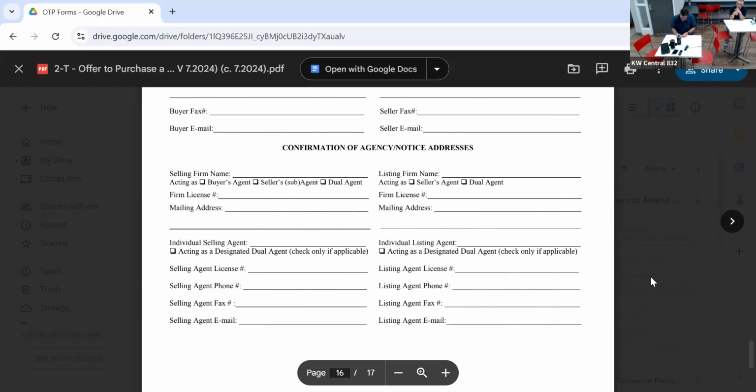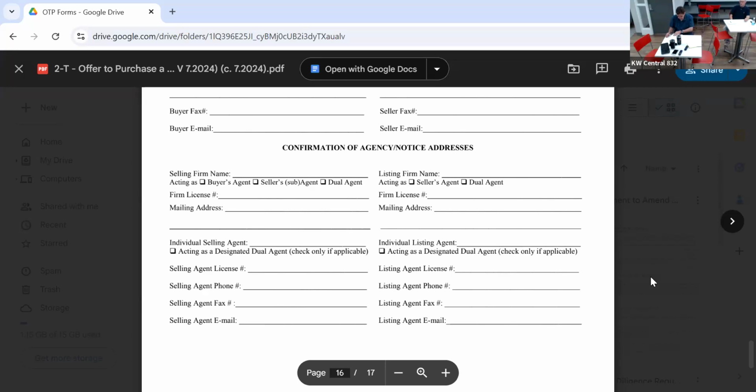Now, is that verbiage included in the forms for the agency agreement, or is it something you have to check off? Yep, it's included in the agency agreement, whether it's the listing agreement or the buyer agreement. And then, again, license number, this information is in MLS. All of this information is in MLS, minus the fax number, maybe.